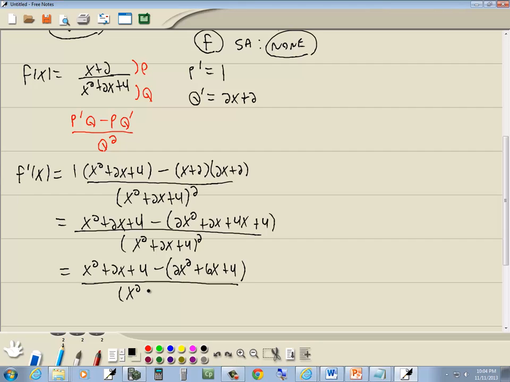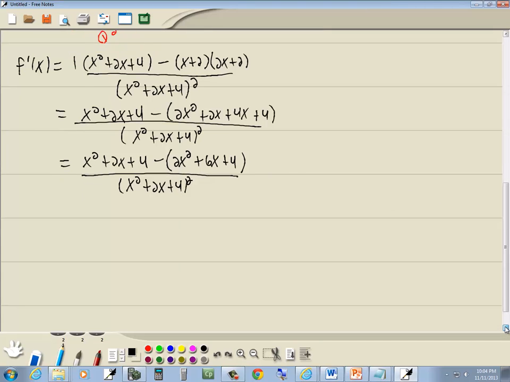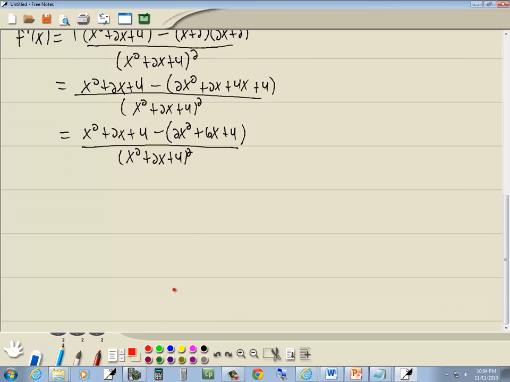And then this stays x squared plus 2x plus 4 squared. Now remember, a negative out in front of your parentheses flips the sign of everything inside. So this negative here is going to flip the sign of that, and of that. So that gives us x squared plus 2x plus 4 minus 2x squared minus 6x minus 4 all over this right here.